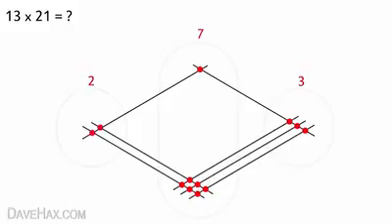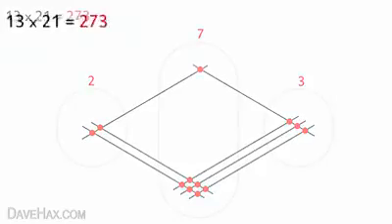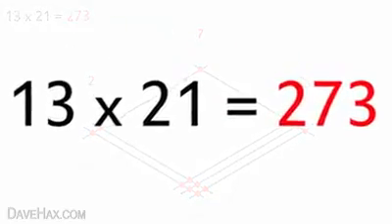1, 2. So 2, 7, 3. And that gives us our answer. 13 times 21 is 273. Pretty cool, huh? So here's another quick example.